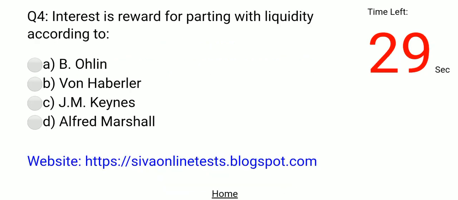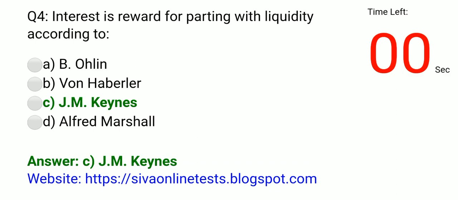Question 4. Interest as reward for parting with liquidity according to. Options. A. B. Ohlin. B. Von Haberler. C. J. M. Keynes. D. Alfred Marshall. Answer. C. J. M. Keynes.